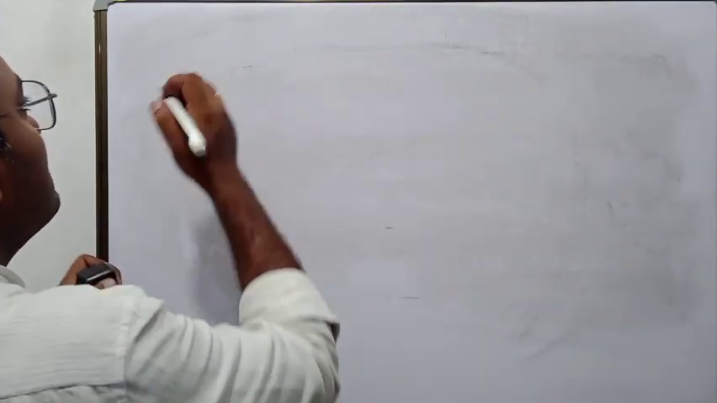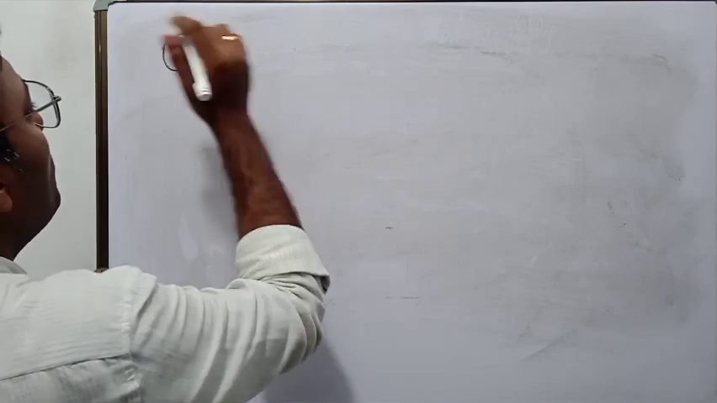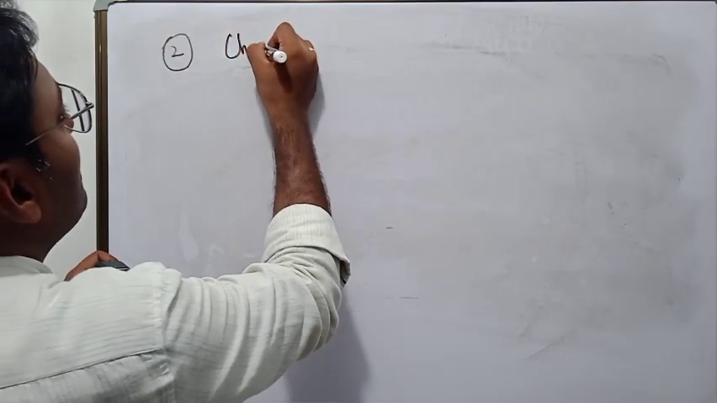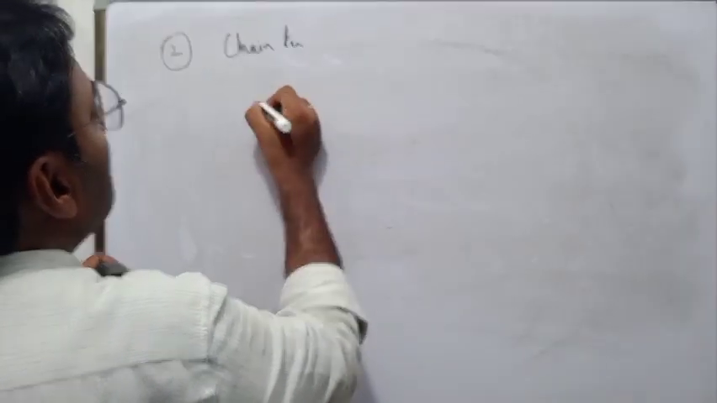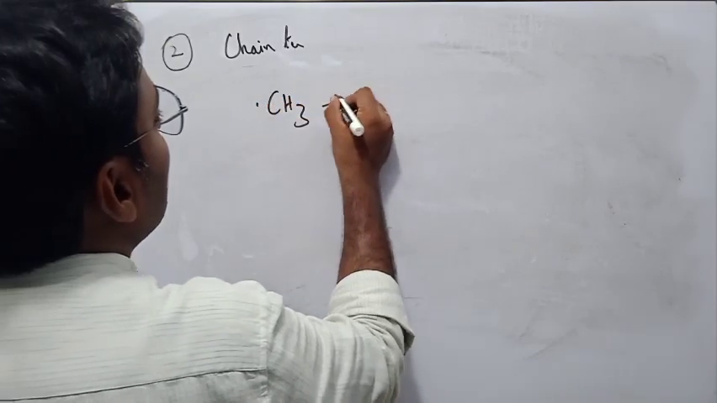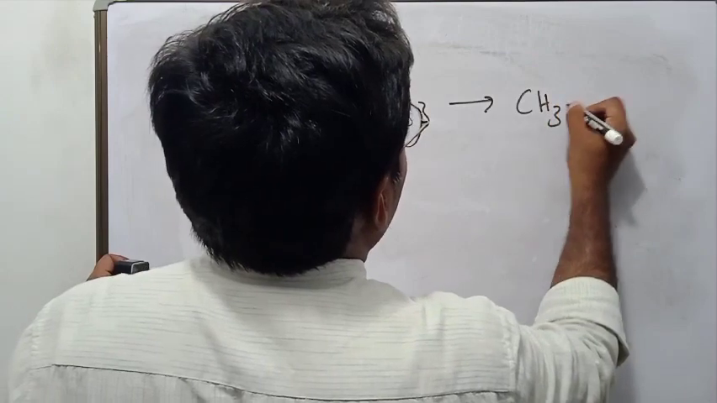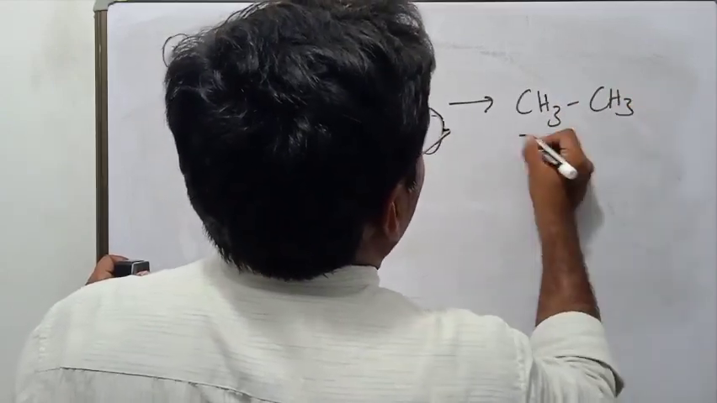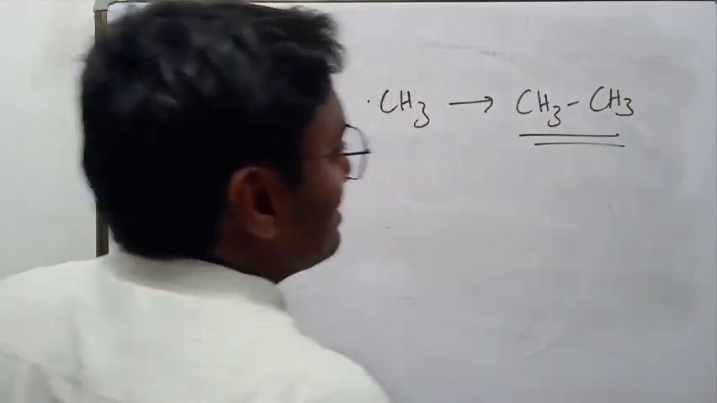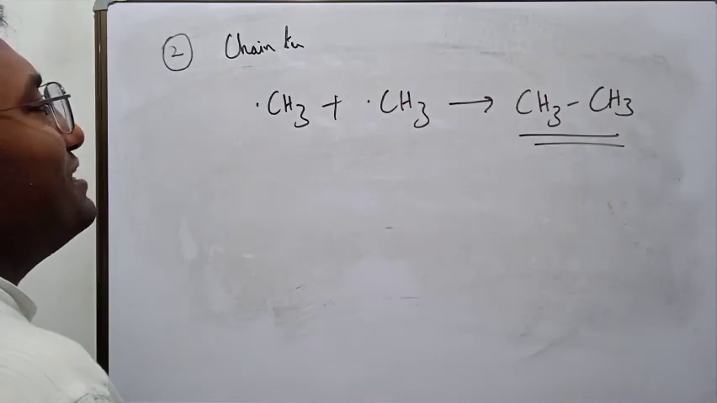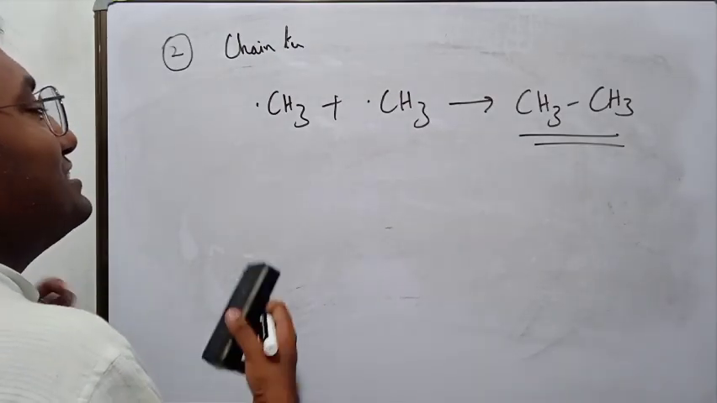The second thing is, have you noticed that in the chain termination step, CH3 combined with CH3, right? And it can form ethane, right? So this is absolutely not needed. This is actually an impurity in the reaction. So ethane is an impurity in the reaction. That is the second limitation.